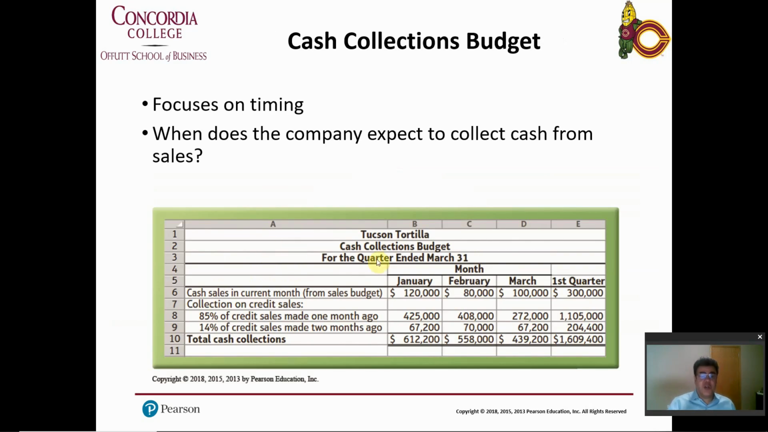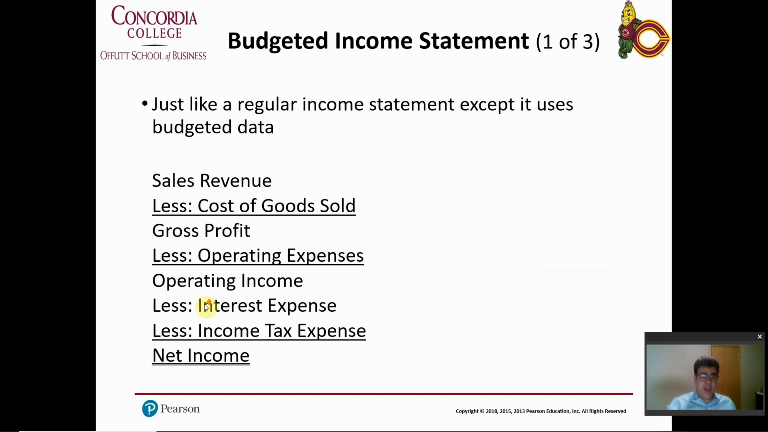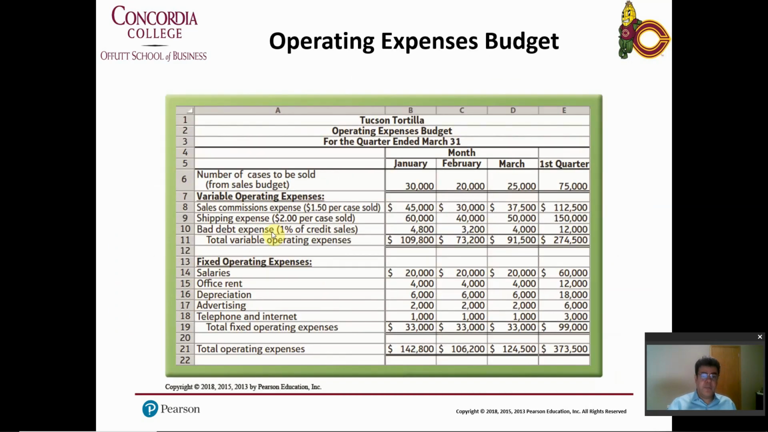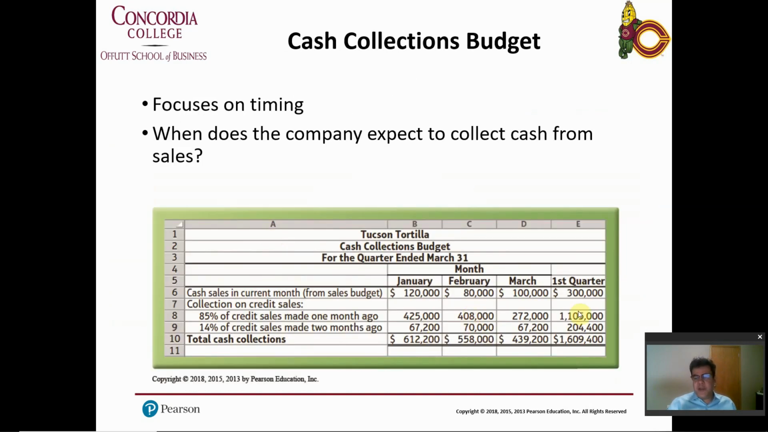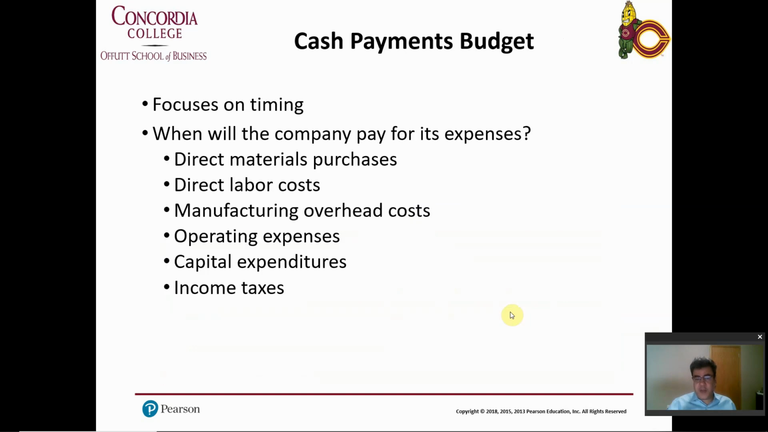Cash collection. Here, how much will be our cash collections? Cash sales here, and then the credit sales, how much will it be? 85% of credit sales made 1 month ago, and 14% of credit sales made 2 months ago. If we sum it, it is 99. Why not 100? Because 1% is bad debts. Okay? And then we need to pick the numbers from our sales budget here. So this is our collection.